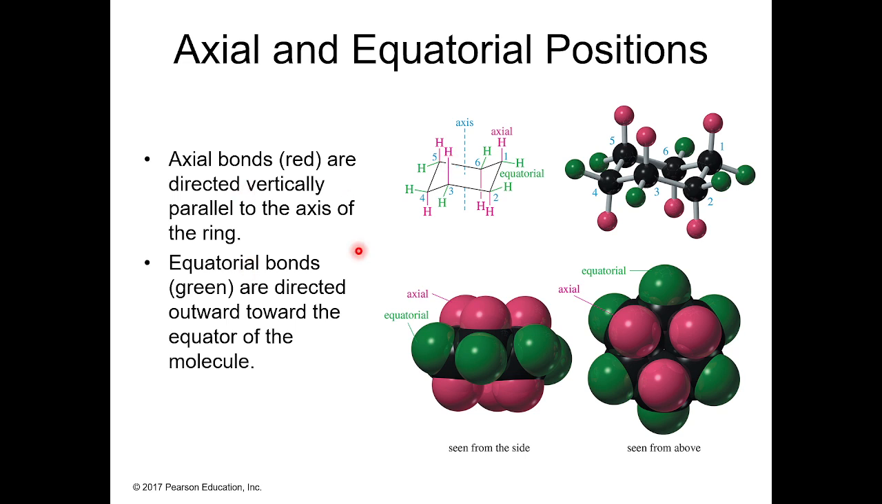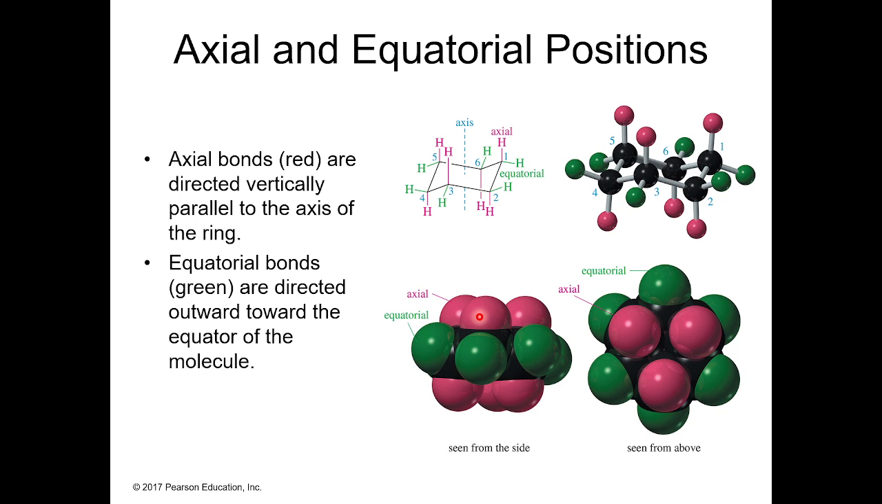The equatorial bonds, the green ones, are directed outwards towards the equator, that's equatorial, of the molecule. They point outwards away from the molecule. Can you see that? These are abbreviated EQ for equatorial, AX for axial. I think the space filling diagram does the best job of showing this, how they literally come up and overlap. See that?